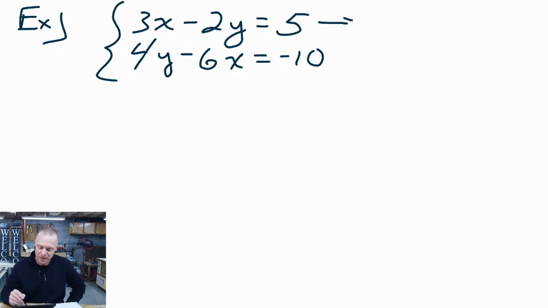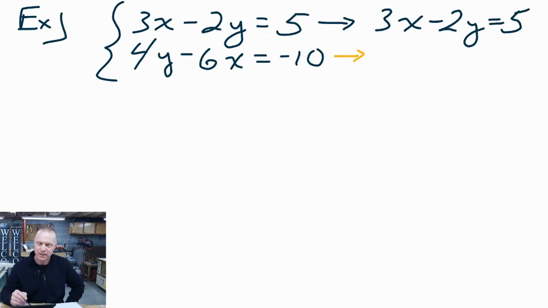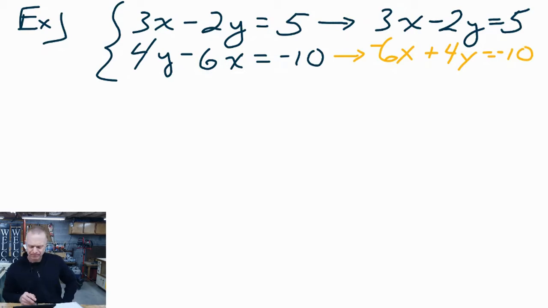So I'll tell you what, we're going to take this system here off to the side, and even though I didn't change anything in the first equation, I definitely want to change my organization of my second equation. I want the negative 6x to come first. I want the 4y to come second. So I end up with negative 6x plus 4y now equaling negative 10.